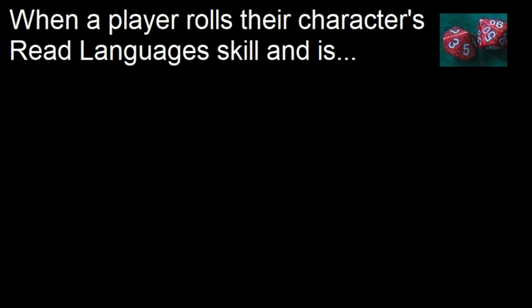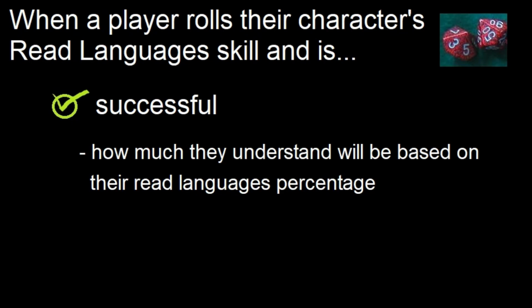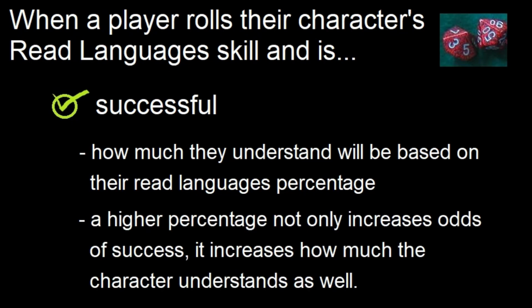When a player rolls their character's Read Languages skill and is successful, how much they understand will be based on their Read Languages percentage. That is to say that if your skill is 50%, a successful roll will have the character understand roughly 50% of the document they are reading. If your skill is 10%, the character only understands roughly 10%, and so on. So a higher percentage not only increases odds of success, it increases how much the character understands as well.